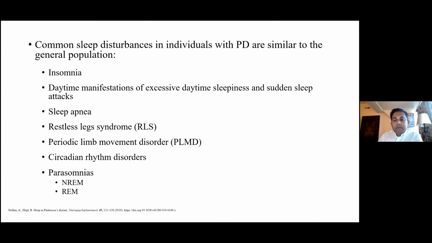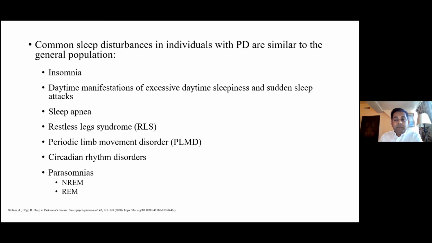Common sleep disturbances in individuals with Parkinson's are very similar to the general population. They can include insomnia, which is defined as either having sleep initiation or sleep onset issues, sleep maintenance or difficulty staying asleep, early morning arousals, which are usually waking up in the early morning hours like 2, 3, 4 o'clock in the morning, or non-restorative sleep that can result in daytime functioning impairment. Daytime manifestations can include excessive daytime sleepiness, but even sudden sleep attacks.